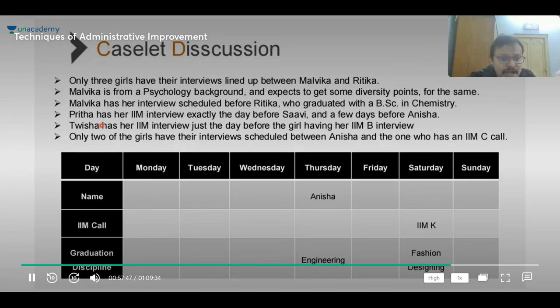It says, Twisha has her IIM interview just a day before a girl having her IIMB interview. Remember, Ritika, Twisha, and Vaishnavi are the three people in Friday, Saturday, Sunday. Can anybody tell me on which day must Twisha have an interview, given that she has it just a day before the girl having her IIM Bangalore interview? So which day must be Twisha's interview?